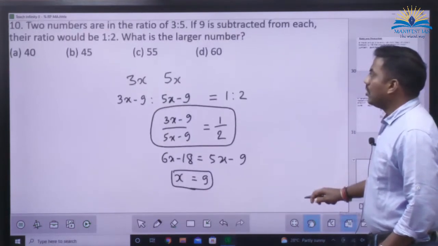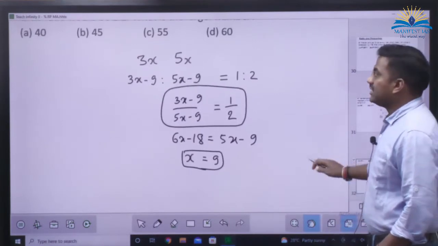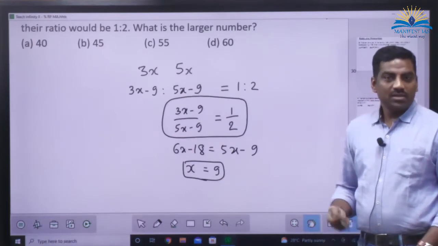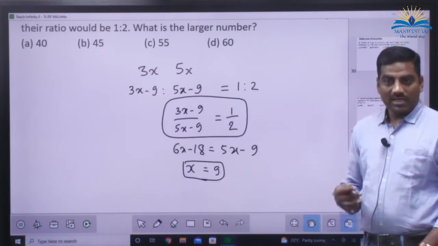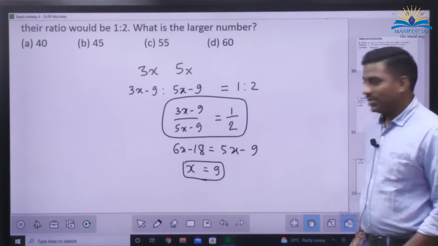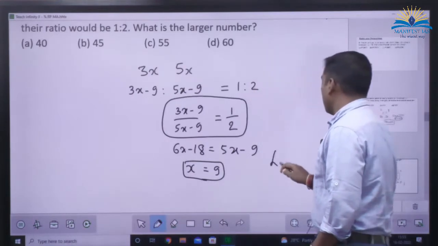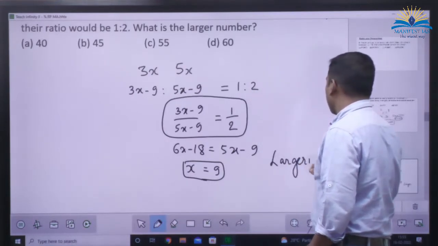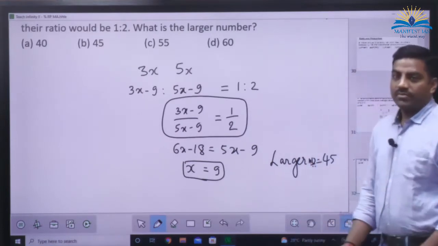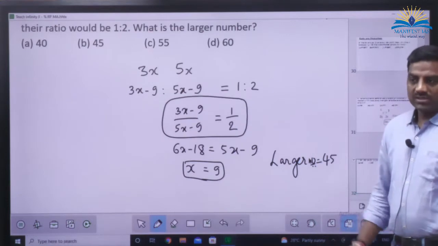So what are they asking now? What is the larger number? Which is the larger number, 3x or 5x? Larger means what? More, the bigger one, right? 5x. So 5 nines are 45. The larger number is equal to 45. Correct? Any issue? Straight problems.